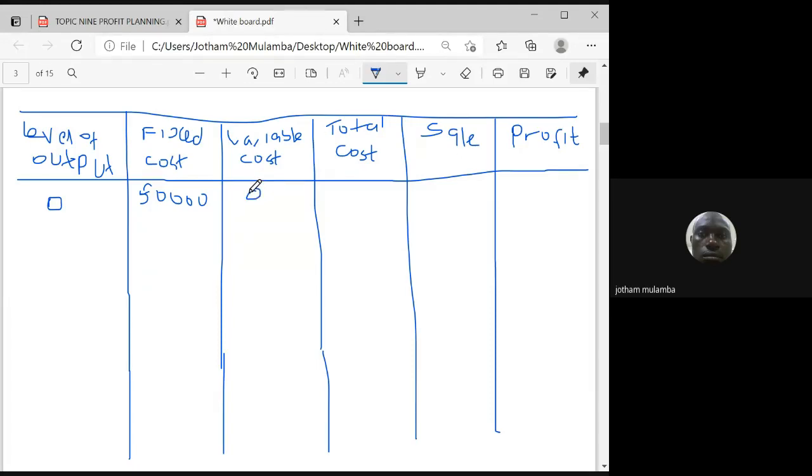So to get the total cost, we do fixed cost plus variable cost. Total cost is fixed cost plus variable cost. So if at all our fixed cost is 50,000 plus 0, how much do you get? 50,000, thank you. So right there under total cost.